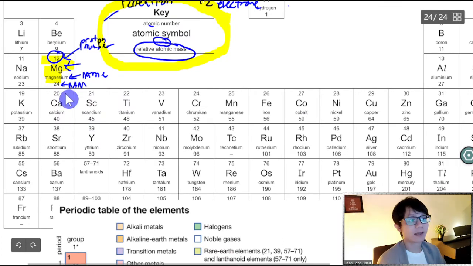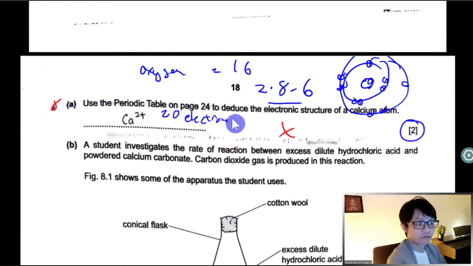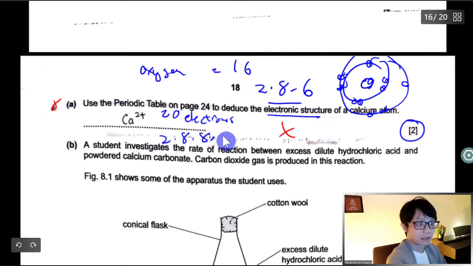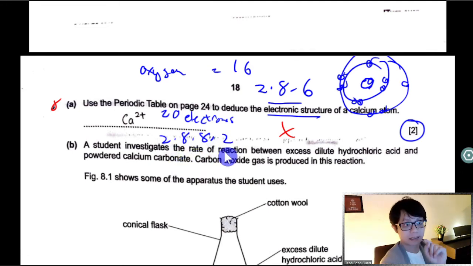Okay, wait, let me go back to the question. So it is 20 electrons, so you need to write 20 electrons because here got 2 marks. When you write 20 electrons, you get 1 mark. Okay, and the electronic configuration. So first you write the number of electrons. Second, you draw the electronic structure, which is 2 plus 8 plus 8 plus 2. Correct or not? Because 2 plus 8 plus 8 plus 2, you get back 20.